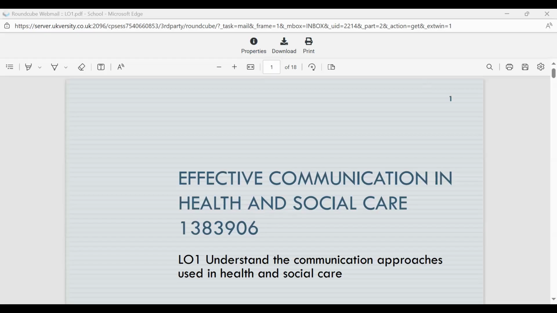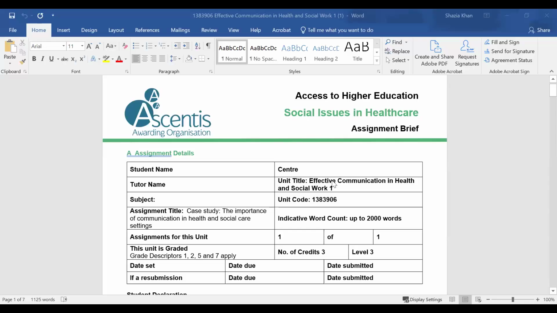Okay, I'll just show you the assignment briefly before we carry on, because the assignment is available on Moodle for you. Once you go onto Moodle, you can get access to the assignment. So this is how the assignment brief looks. Can you all see that? Yes, okay, excellent.